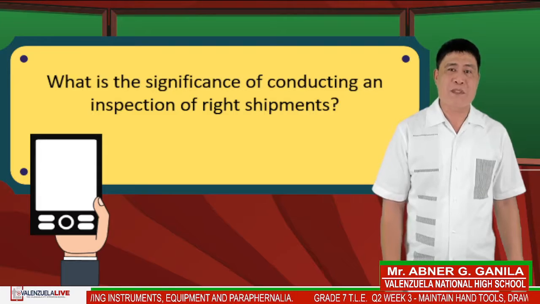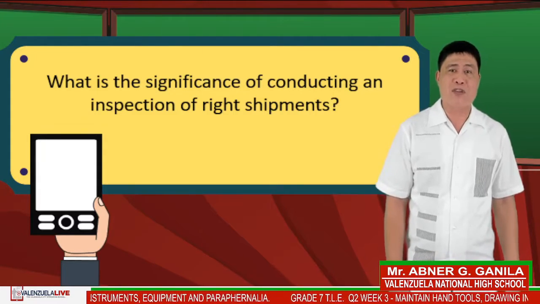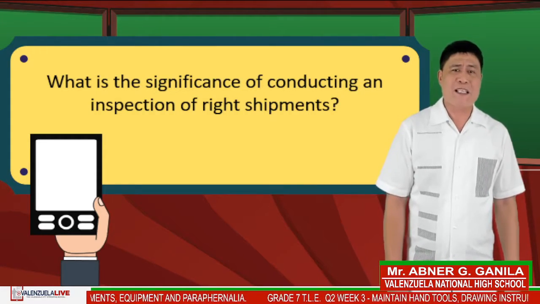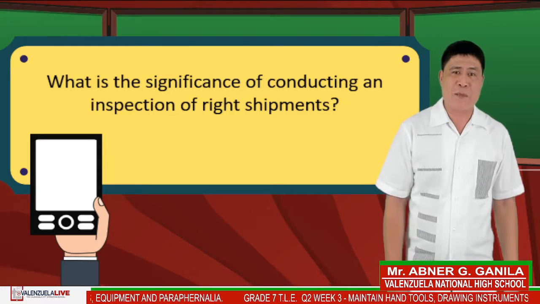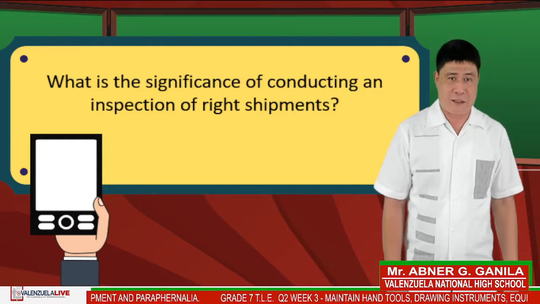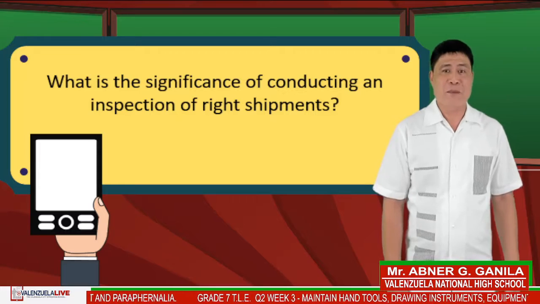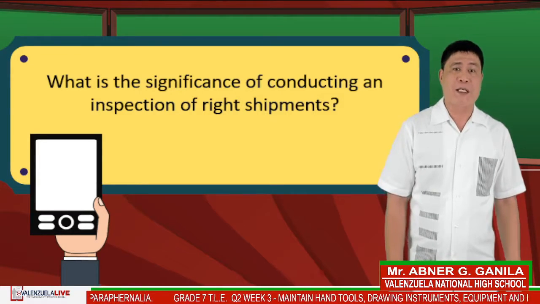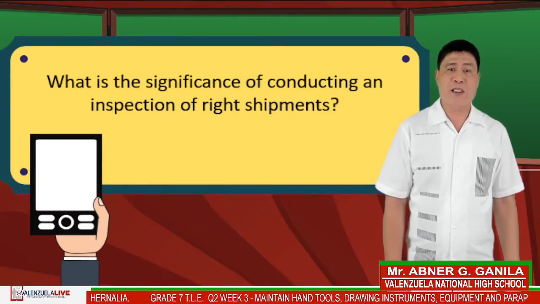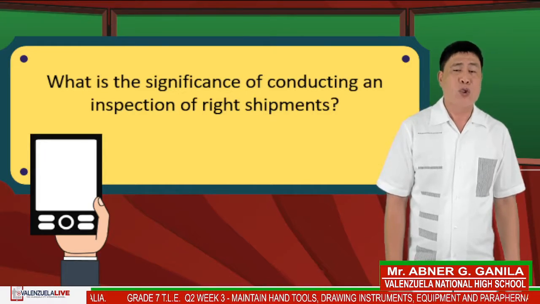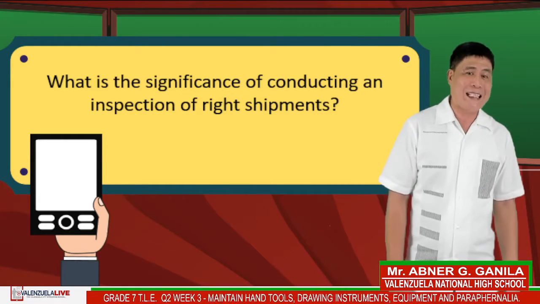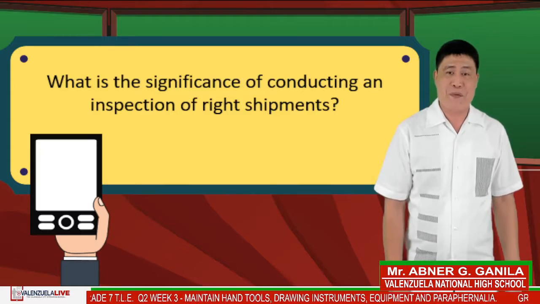Another question from Setero Francisco Memorial National High School. What is the significance of conducting an inspection of right shipments? Upon receiving purchased goods from a supplier, it is important that the shipment is checked and inspected to make sure that the correct quality and quantity was received.